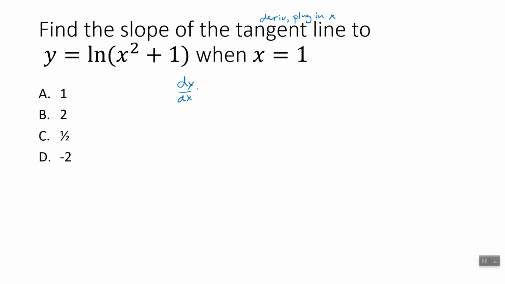Remember that is our function for slope. Inside goes on the bottom. And we get the derivative of that on top, 2x. Now we're just going to plug in 1. So this is when x equals 1 is 2 times 1 over 1 squared plus 1. So we get that our slope is 1.